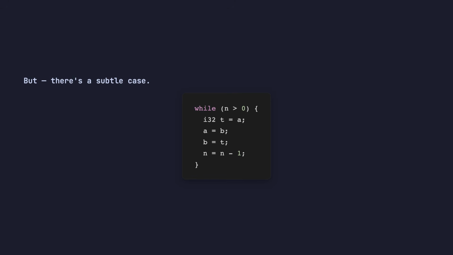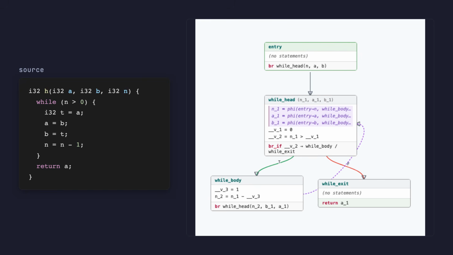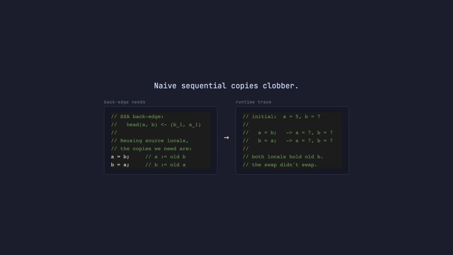This loop swaps two variables. In SSA form, the back edge to the loop header passes b, a to the head's parameters a, b. It's basically a swap of the two variables. So let's try the copy sequentially. The first assignment clobbers a value we needed for the second. The swap doesn't actually swap. This is the parallel copy hazard.